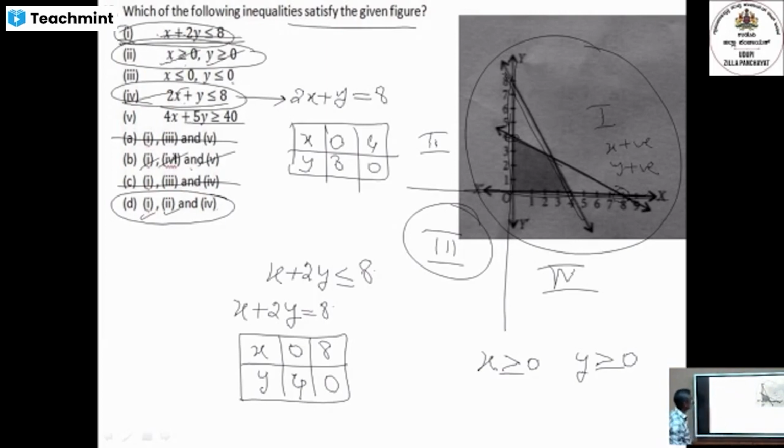So 1, 2 and 4 is the correct option. So option D is the correct one.